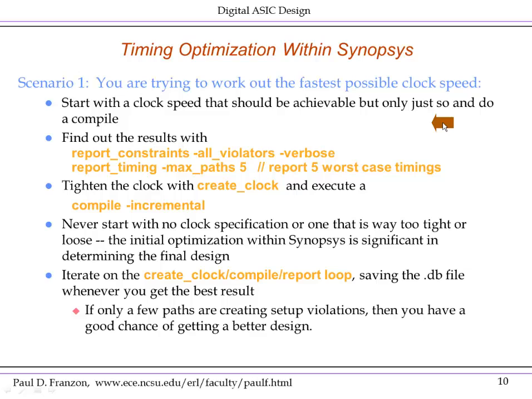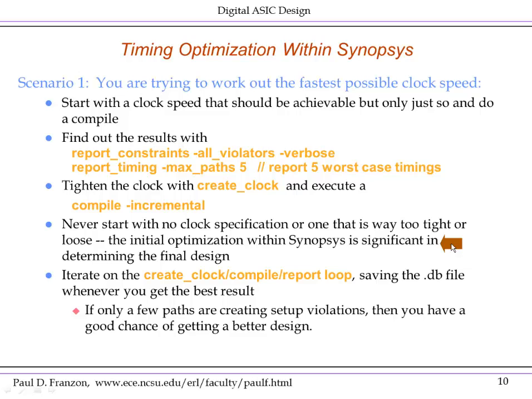So initially you try to set a clock speed that's just achievable, but only just. You then look at the report timings, and in general you actually want to look at the 5 worst paths. You then tighten the clock with another create clock and execute a compile-incremental. You might recall that all compiles or logic optimizations after the initial one are incremental optimizations. Right. Don't start with no clock, and don't start with a clock that's way too tight or way too loose.